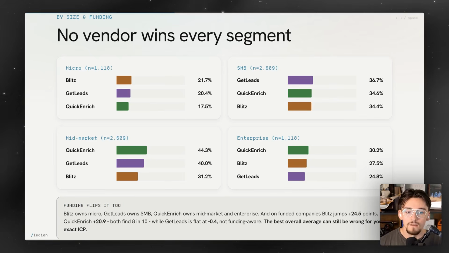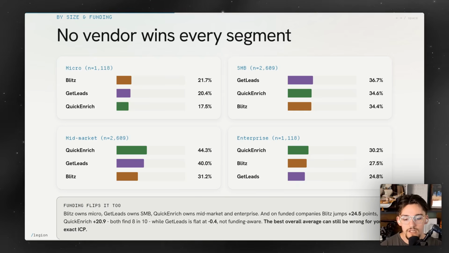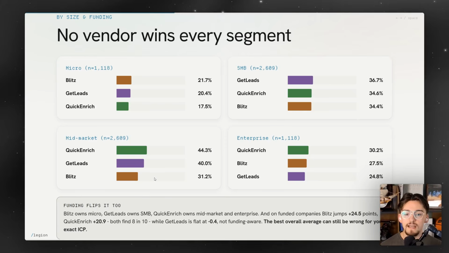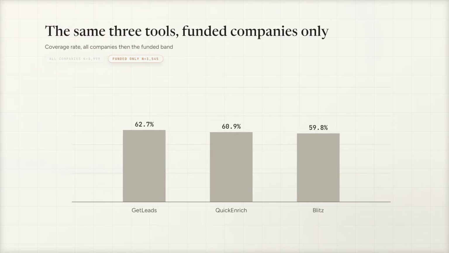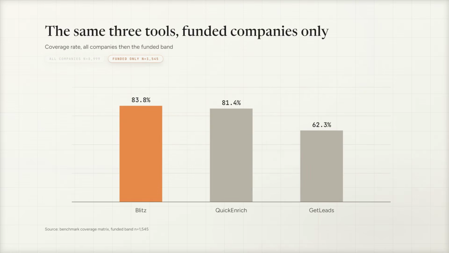Now, the thing is that no one actually wins on every segment. So depending on who you're targeting, you may want to use a different provider. The thing that really stuck out to me here is that GetLeads may have a problem with indexing new companies, and that could just be down to the way they're custom scraping on the back end. I use Disco-like for the most part to find newer companies because they tend to index the entire internet. But I was actually quite impressed by the coverage of Blitz when it came to funded companies.